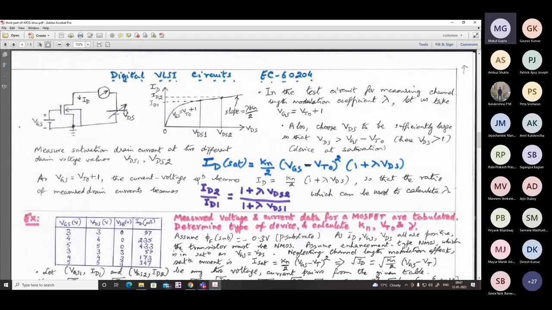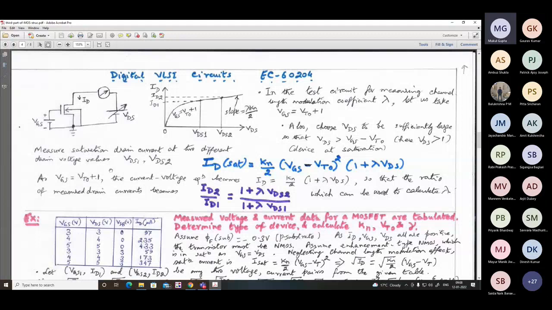Here you can make VDS independently large, and large compared to VGS, because drain and gate are no longer shorted. VGS you just keep sufficiently small so that easily you can make the transistor biased in saturation, and you can take it deeper into saturation. So you choose VDS to be sufficiently large so that VDS is greater than VGS minus VT. And here obviously VDS is much above 1, device deep in saturation. So measure the saturation drain current at two different drain voltages.